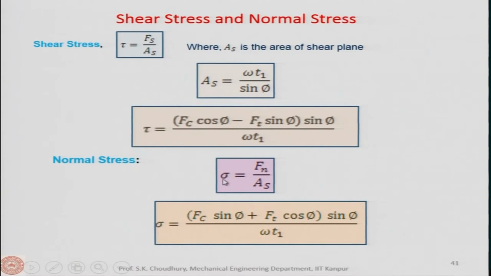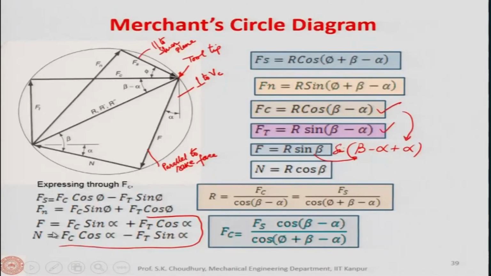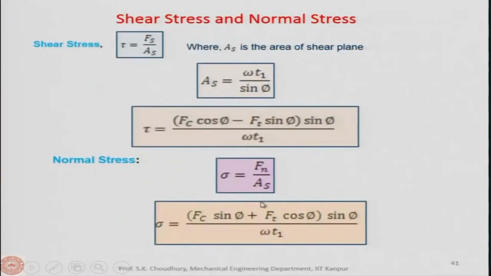Now, this will be equal to, put the value of the Fn from the Merchant's circle, which is through the Fc and Ft, and this results in this equation, that this is the normal stress, which is this value. So, again, by measuring Fc and Ft, you can find out the analytical value by knowing the physical parameters and the shear plane angle.